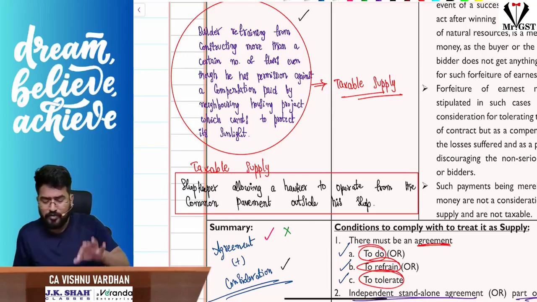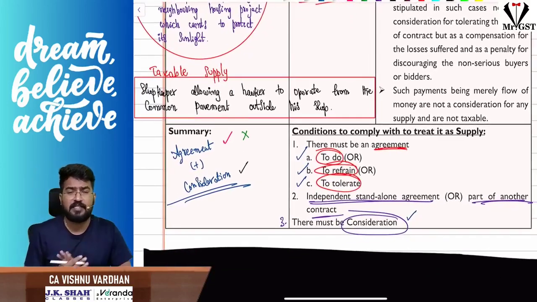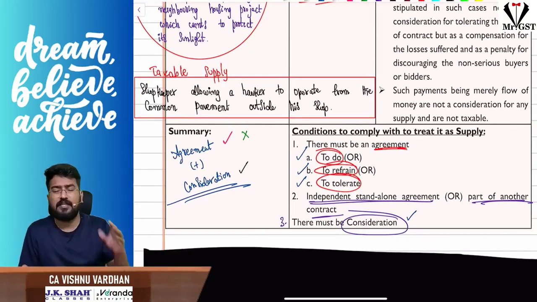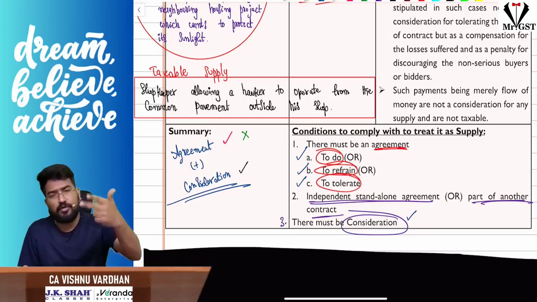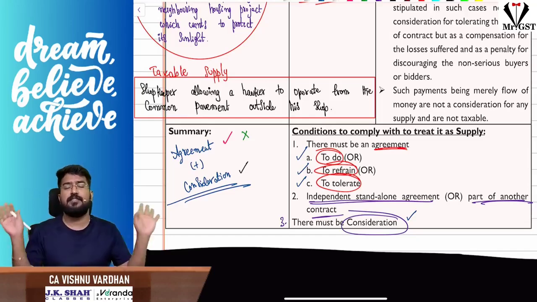Okay. So the overall understanding of this concept is, please understand, sir, there should be an agreement between you and me. It need not be in writing, it may be oral or written, whatever it is, there should be an agreement to do something or not to do something, or to tolerate something, for which we are accepting some consideration. That is the case, it is supply.